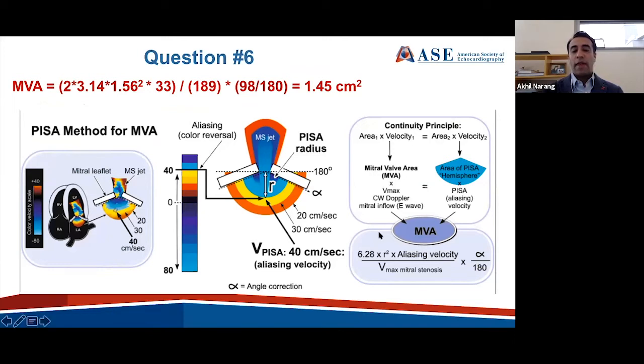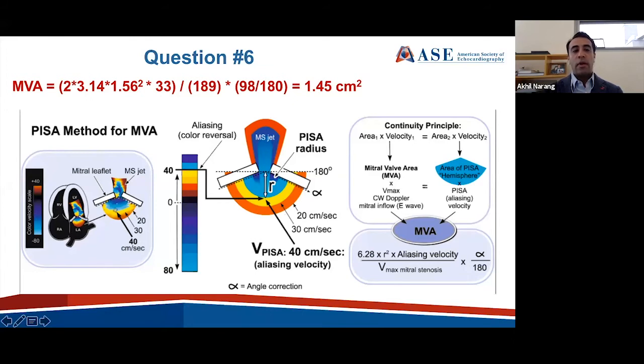Other than that, you simply put in the respective values here: 2 times pi, which is 6.28, as shown on the right side image here, times r squared, 1.56 squared, times the aliasing velocity, which is given to us as 33. And you divide this by the Vmax of the mitral stenosis, which again is given in the stem of the question, 189. And then we multiply this by 90 over 180, which again accounts for the angle. From here, we get an answer of 1.45 centimeters squared.